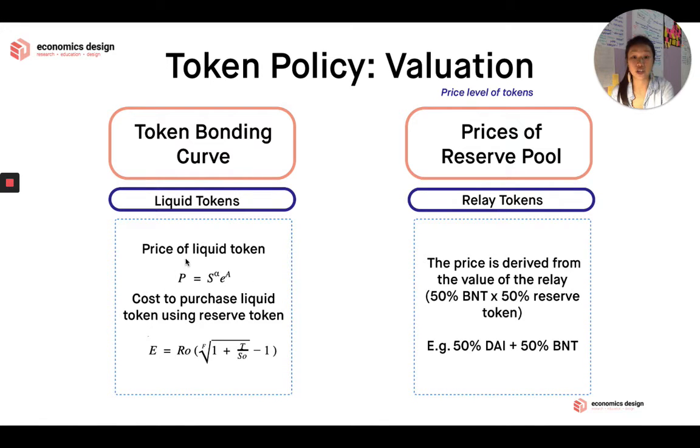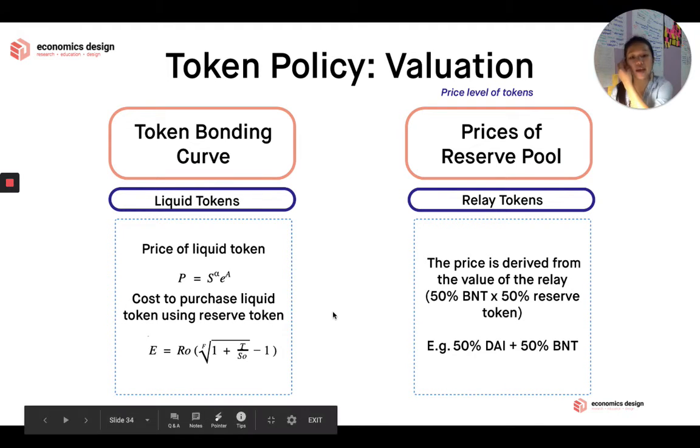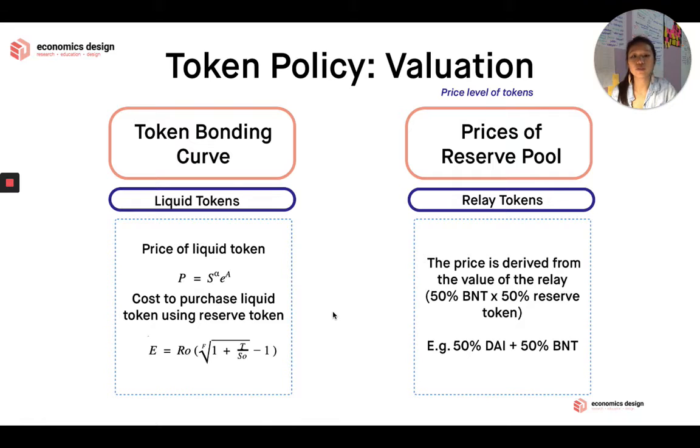This is how price is determined, and the cost to purchase liquid tokens using reserve token is the conversion formula. If I want to buy BNT tokens and I have 10 DAI, how many BNT tokens do I get? So this is where it comes in.